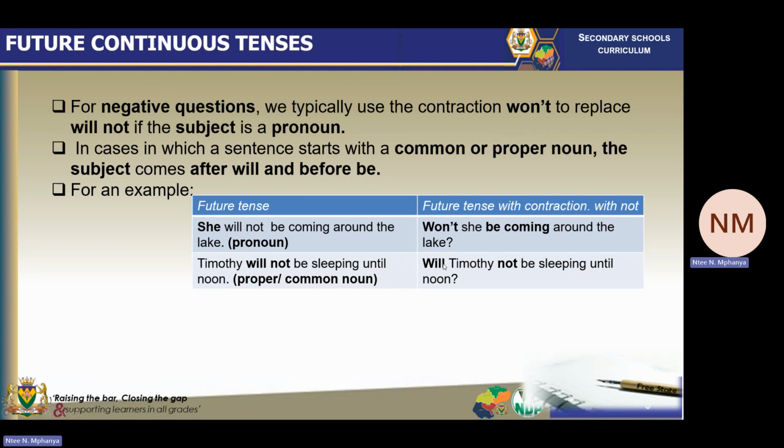Make sure that when you use a pronoun, we start with what? With the contraction won't, followed by the subject, be, and the present participle. While when we're using a common or a proper noun, we start with the auxiliary will, followed by the noun, Timothy. Then we add not, then followed by be, sleeping until noon. Remember to justify your question by using the what? The question mark.